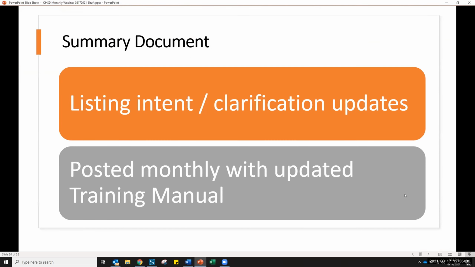The next step will also be, in the orange, listing the intent and clarification updates. But then we are also going to come up with a monthly document that gets posted with the new updates to the training manual each month. And this will have a list of all of the intent or clarifications that get updated. So you don't have to go through every field in that entire training manual seeing what was updated from last month.